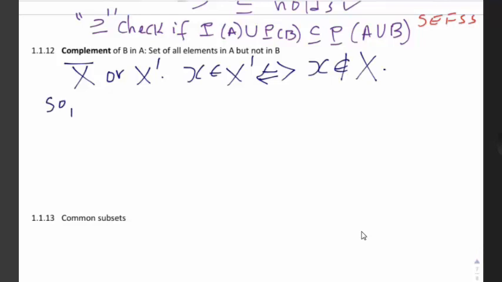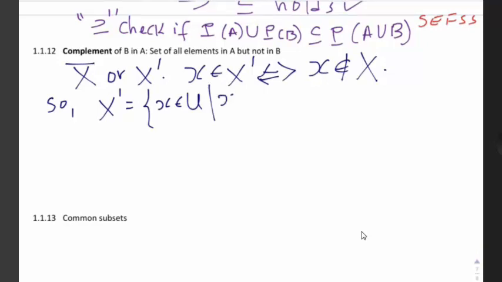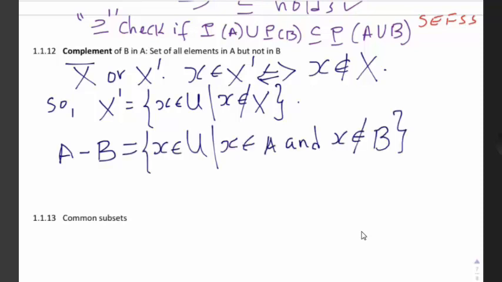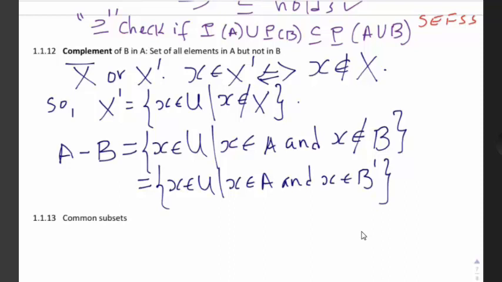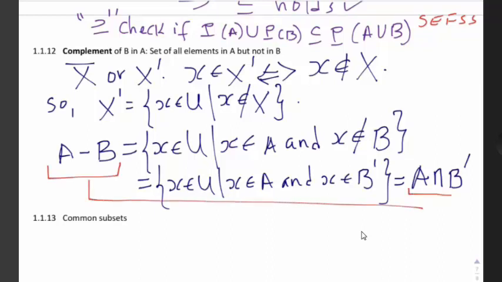So what we are saying is that X prime is the set of all x in the universal set such that x is not in X. Okay, the complement of B in A is written as A minus B, and this is defined as the set of all x in the universal set such that x is in A and x is not in B. Observe that this would naturally be written as the set of all x in the universal set such that x is in A and x is in B prime, which is nothing else but A intersection B prime. In proofs, always convert A minus B to A intersection B prime. That helps.